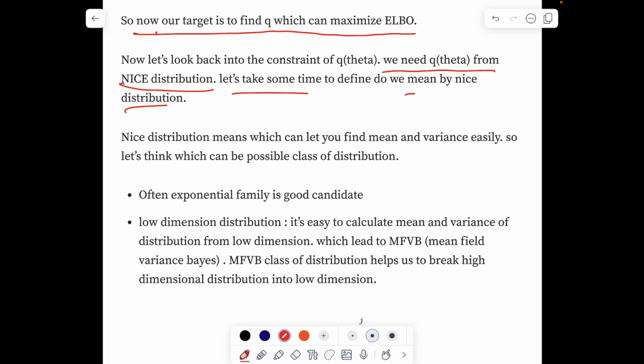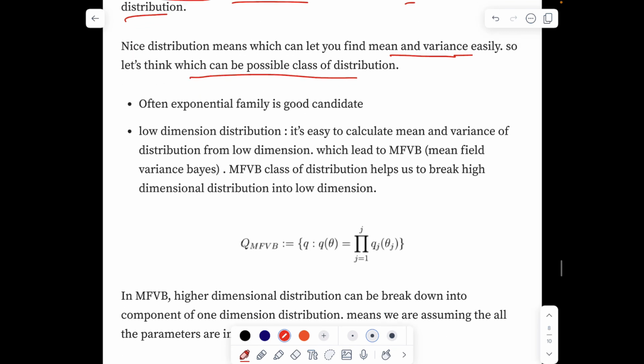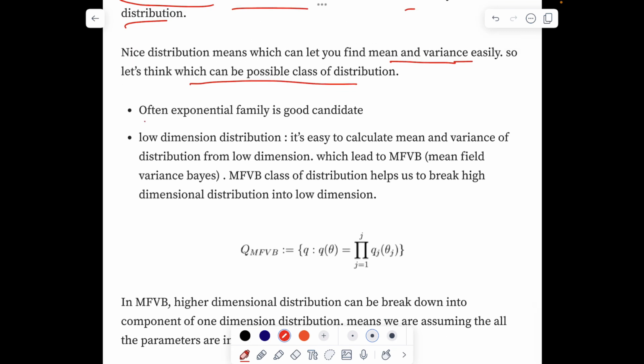So we need a distribution which lets you find the mean and variance easily. What can be a possible candidate? The exponential family is a good candidate, because it lets you find the mean and variance very easily. Another thing is that you need a low dimension distribution, right? If it is a low dimension distribution, then calculating the mean and variance will be very easy. Which leads to MFVB, mean field variational Bayes.